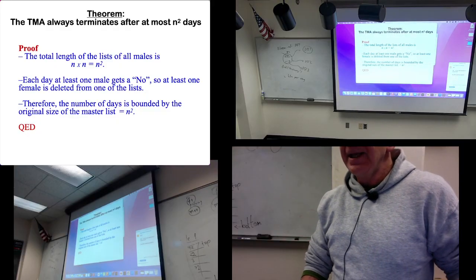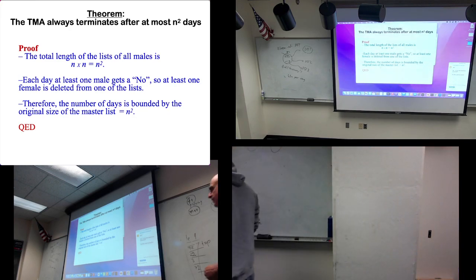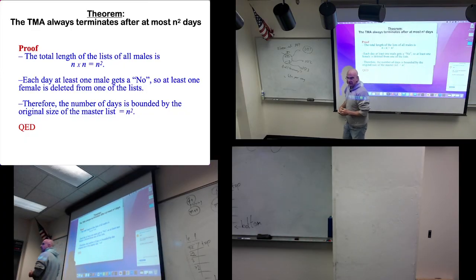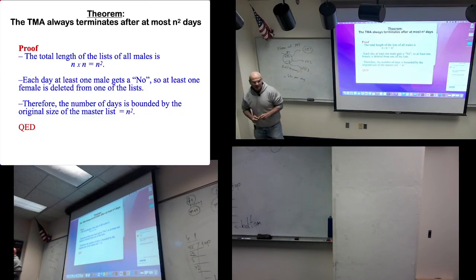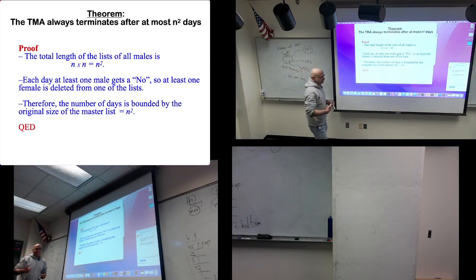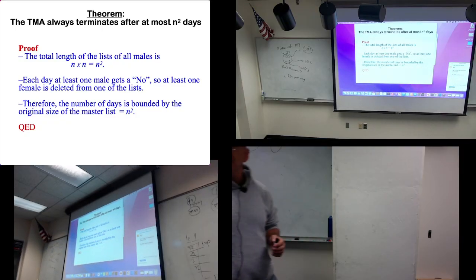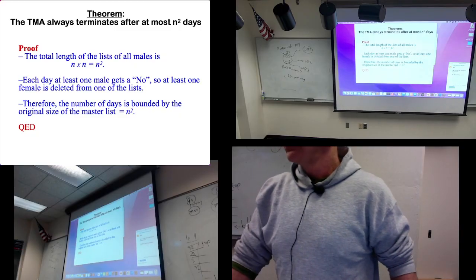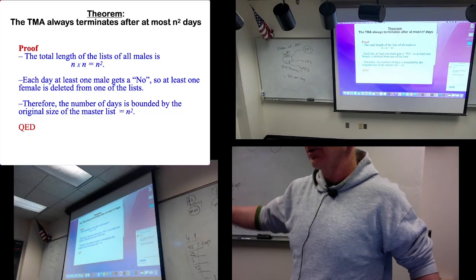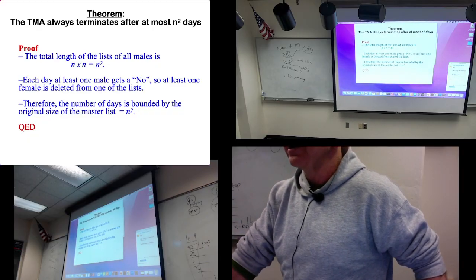After n squared days, the algorithm will stop. Let's prove it. After at most n squared days, the algorithm will stop. How come? The algorithm stops the moment that all the males are on a string. So let's convert it to terms that we know. How many rejection operations could happen in the whole algorithm?